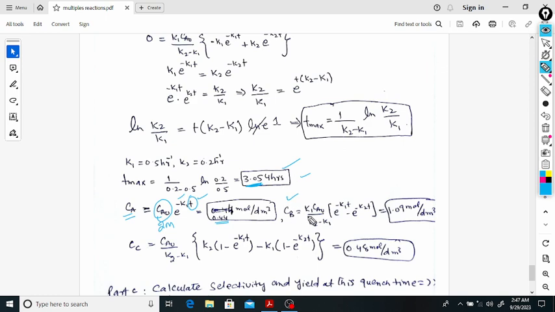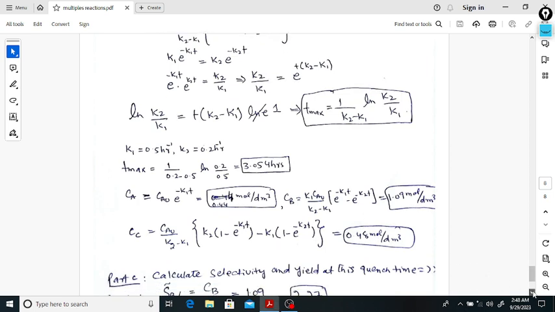The Cb value will be equal to 1.09. The Cb concentration, this we have already obtained from the integrating factor rules. So put k1, k2, and the maximum time in this equation, and we will get the molarity of component B inside the batch reactor after this time. The concentration of component C we will also obtain: C naught is 2 molar, k2 and k1 values and the time value are given to us. So after 3.05 hours, the molarity of component C will be 0.48 mole per dm cube.